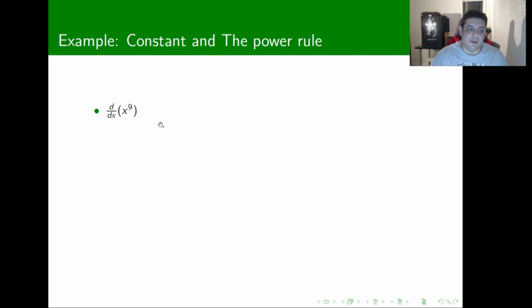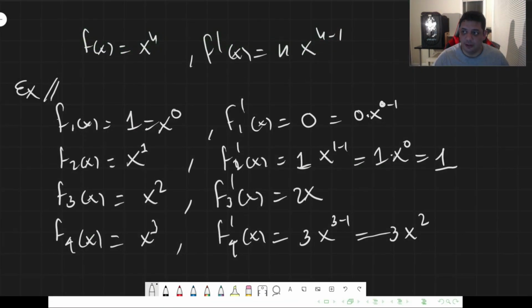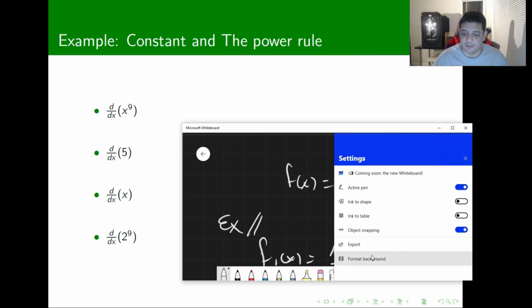Now another example will be, consider the function x to the 9. So we're going to put down the 9, and we're going to subtract 1 from the power, so it will be 9x to the 9 minus 1. The derivative of 5 will be 0. The derivative of x will be 1. And the derivative of 2 to the 9 will be 0, because that's still a constant. Okay? So let's just remind really quick over here.